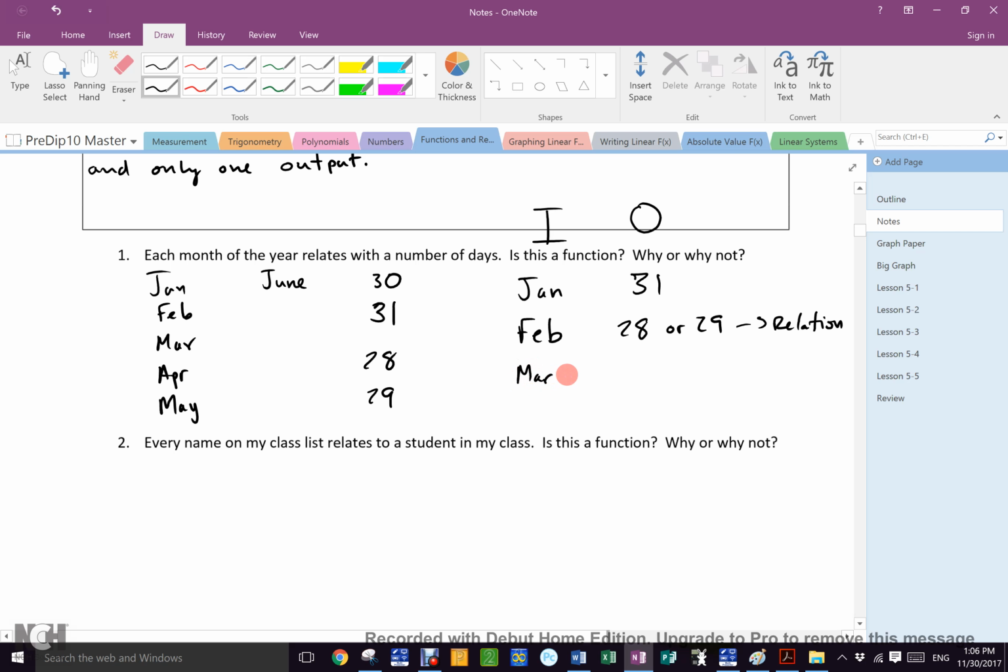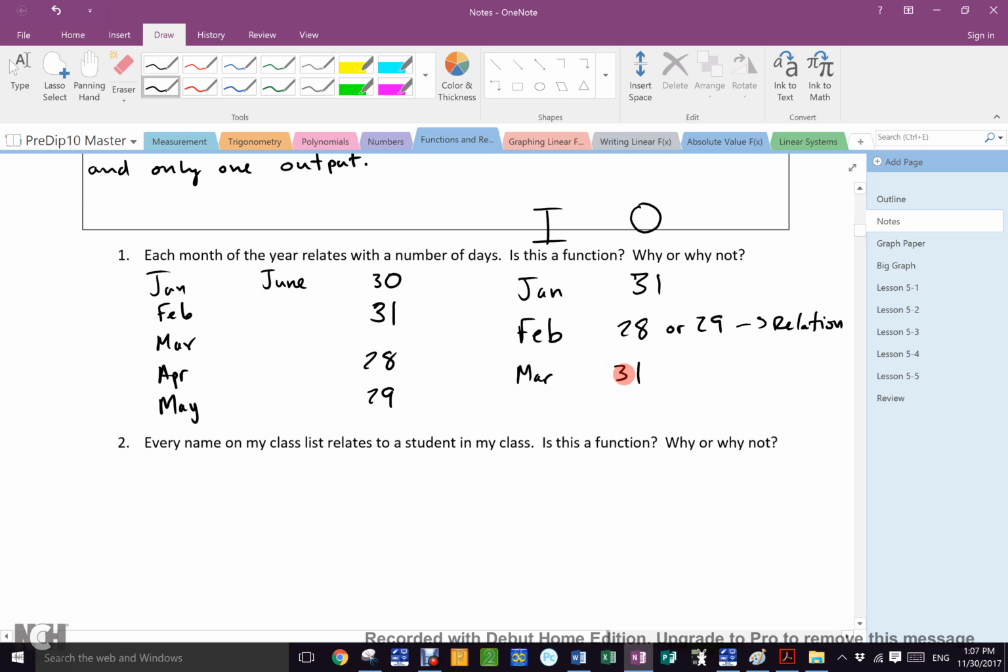March. 30, 31. January, March, take February out of the equation, right? February's gone. Input January, output 31. Input March, output 31. Function or relation? No, because when I say January, you know it's 31, but March is also 31. So when I say January, am I talking about this 31 or this 31?